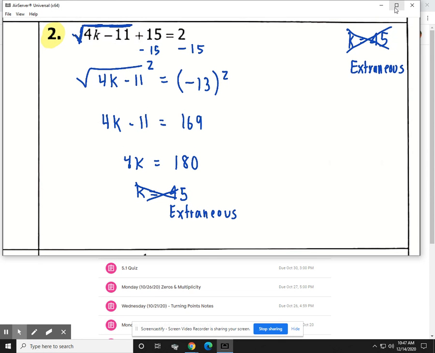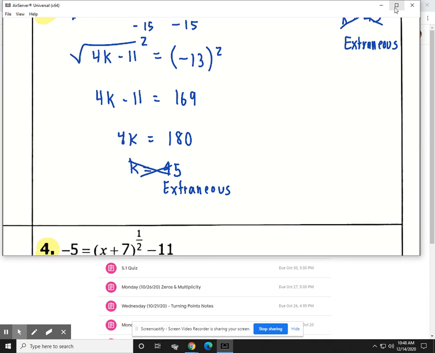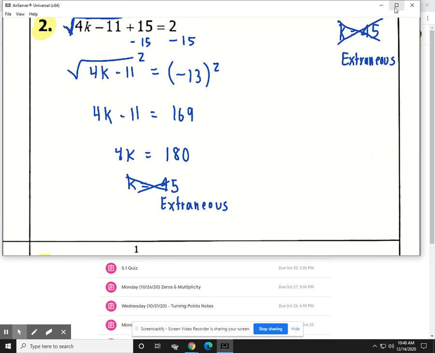How do you check to see if it's extraneous? You plug the answer you got back into the original equation, and you make sure they're equal on both sides. So it would be 4 times 45, 180, minus 11, 169. Square root of 169, 13. 13 plus 15, 28. 28 doesn't equal 2. It's extraneous. You just plug it back into the original. Okay? So that's number 2.